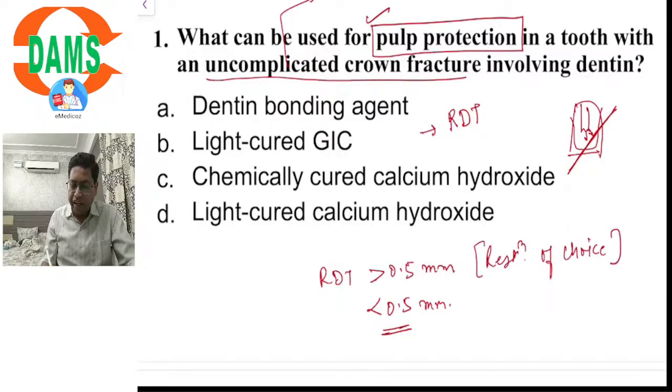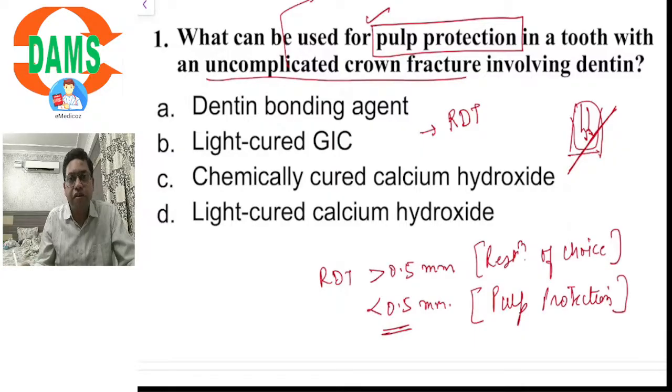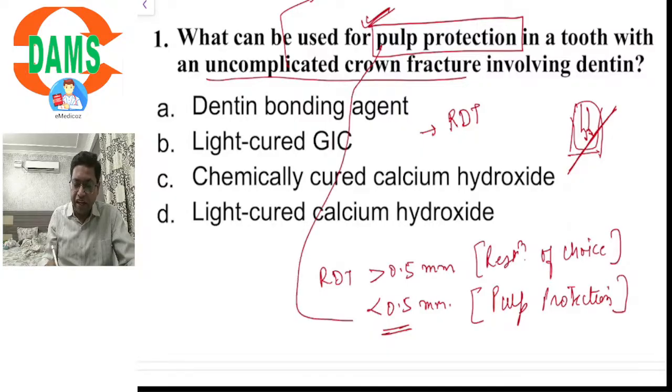But whenever the remaining dentine thickness is less than 0.5 millimeter, we require some sort of pulp protection. As you can see from the language of the question, nothing is mentioned about the remaining dentine thickness, but it is asking about pulp protection. So when pulp protection is involved, definitely it is talking about something less than 0.5 millimeter. Pulp protection in such situations requires some sort of medicament like calcium hydroxide. So we would rule out options A and B, that is light cured GIC and dentine bonding agents. We are left with options C and D.